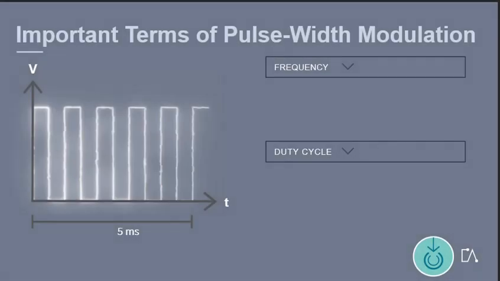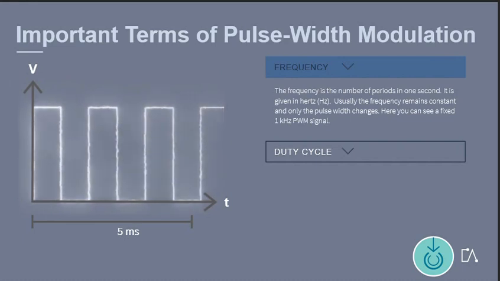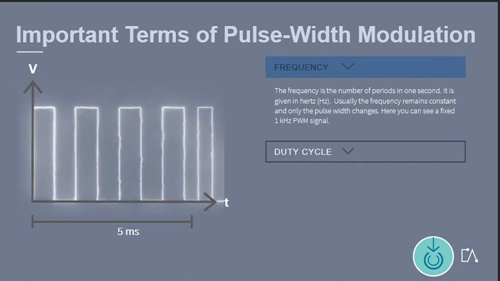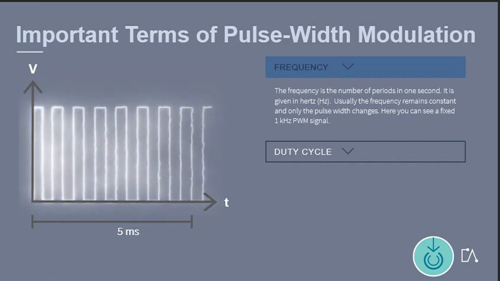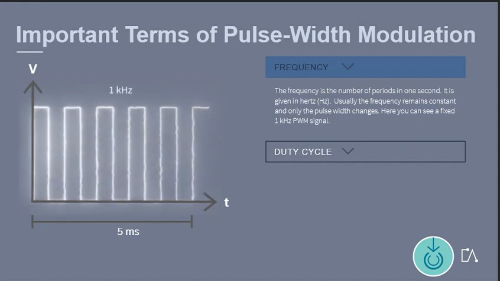There are two more important parameters that must be taken into account with pulse width modulation. These are the frequency and the duty cycle. The frequency is the number of periods in 1 second. It is given in hertz. Usually the frequency remains constant and only the pulse width changes. Here you can see a fixed 1 kHz PWM signal.